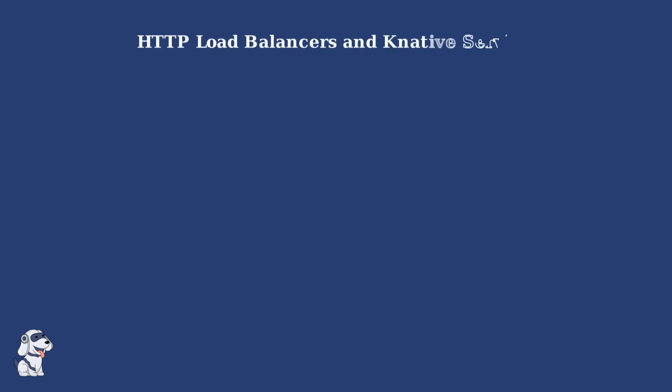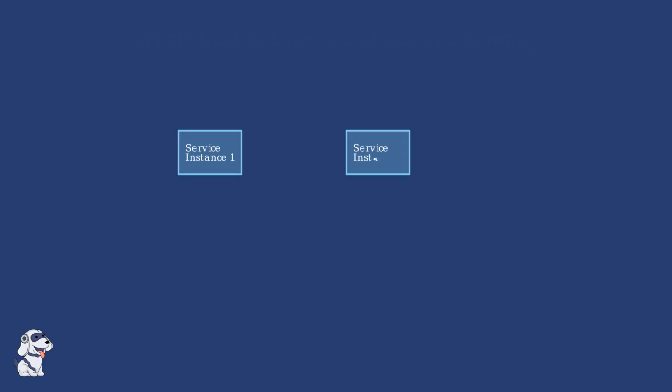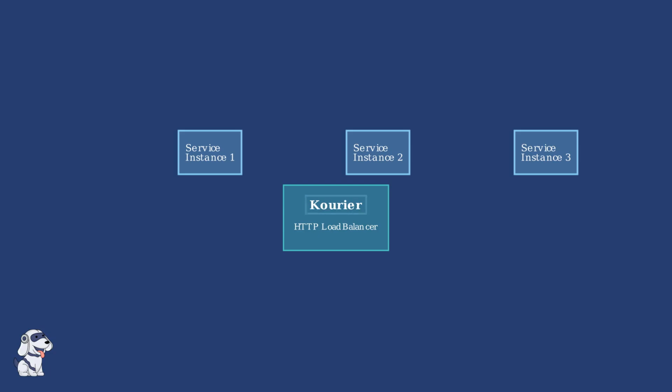When you deploy services with native serving, there's a critical component that often gets overlooked: the HTTP load balancer. Without it, your services would be unreachable from the outside world. Imagine you have multiple service instances running in your cluster, but incoming HTTP requests don't know which instance to reach. They're essentially lost without proper direction. This is where the HTTP load balancer comes to the rescue.